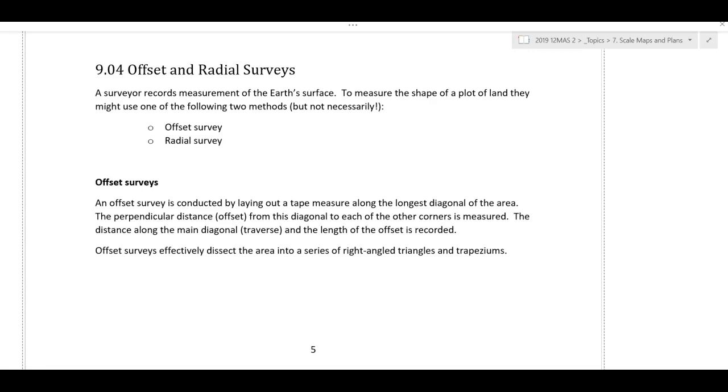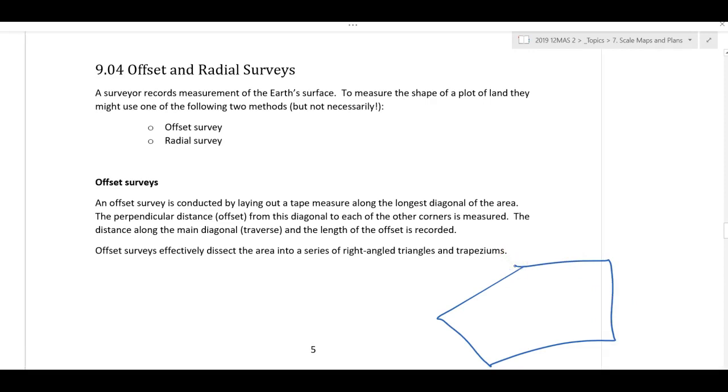So, we're talking about measuring parts of the Earth's surface, and in particular we're going to be looking at calculating perimeter and area. First of all, we're going to look at an offset survey. What we do is we get some shape like this, some sort of shape like this. I lay a tape measure out along the longest diagonal.